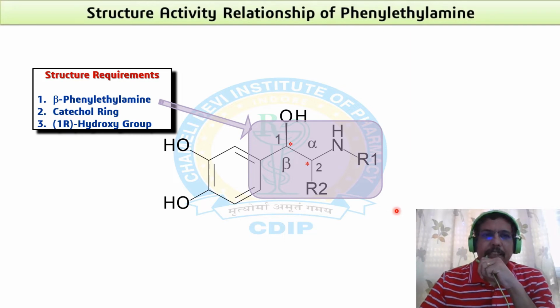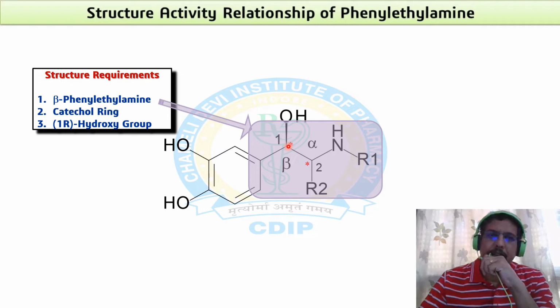Why do we say it is beta phenylethylamine? Because if you look at the numbering of the carbon chain, the carbon next to nitrogen is known as the alpha carbon, and next to this carbon is called the beta carbon, and this beta carbon is connected with the phenyl ring, and that's why it is called beta phenylethylamine.